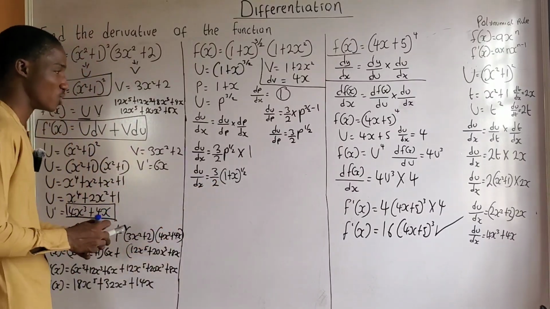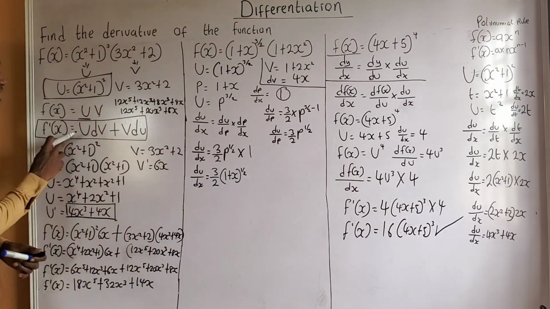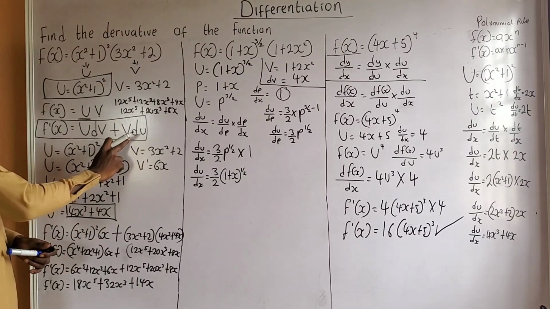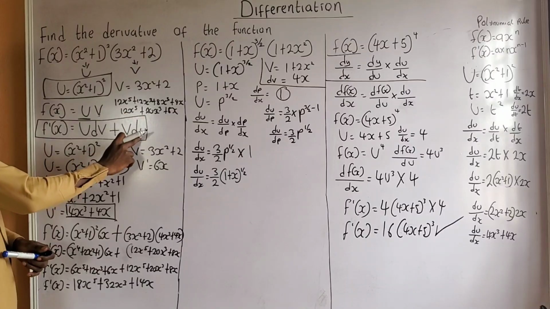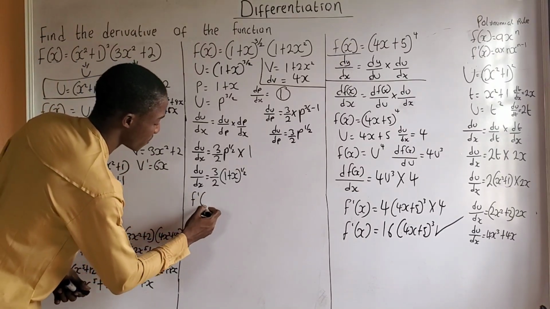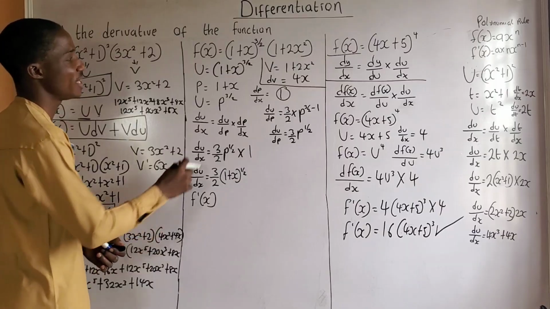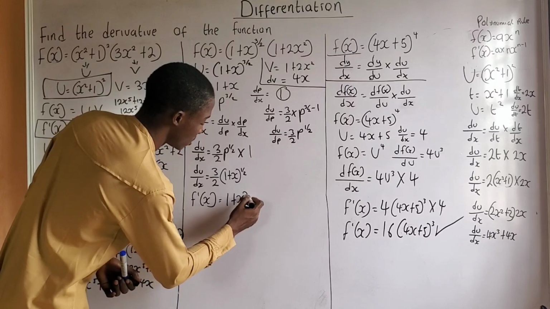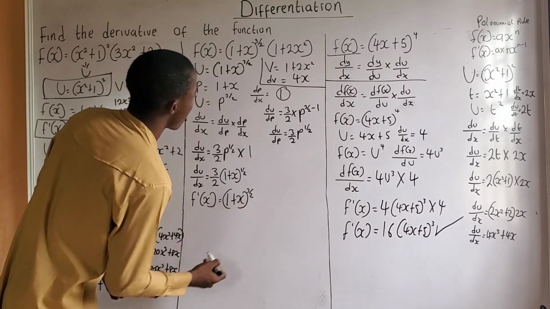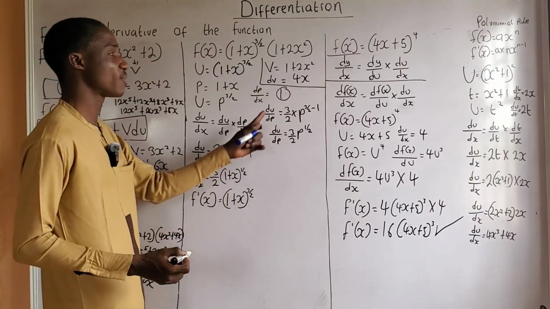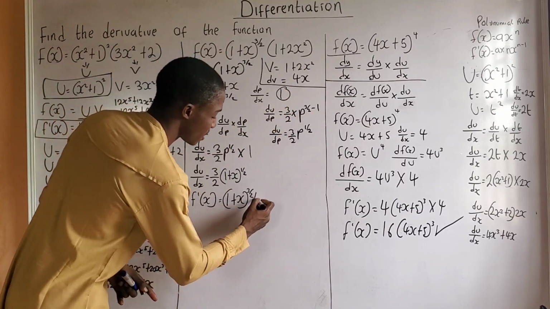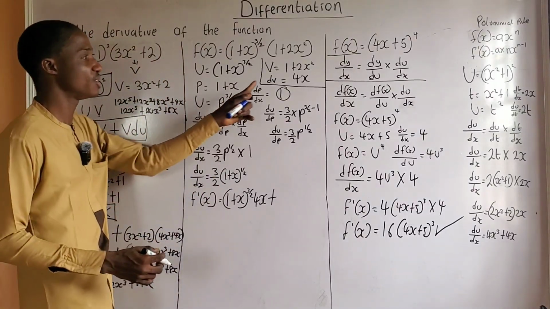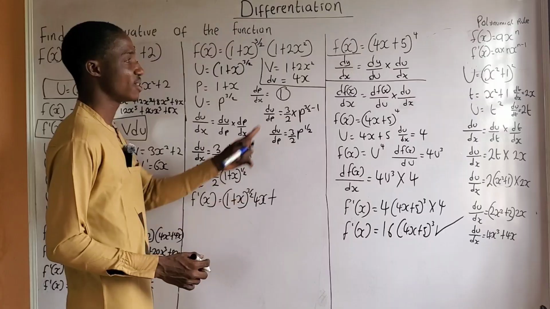So according to the product rule, listen, the derivative is u multiplied by the derivative of v plus v multiplied by the derivative of u. Do you understand? So I'm going to have the derivative of f of x equals, where is u? u is 1 plus x to the power of 3 over 2. So I'm going to have 1 plus x to the power of 3 over 2, u dv. The derivative of v is what? 4x. So I'm going to have multiplied by 4x plus, now, v is what? 1 plus 2x squared. Are you getting it? v is 1 plus 2x squared.